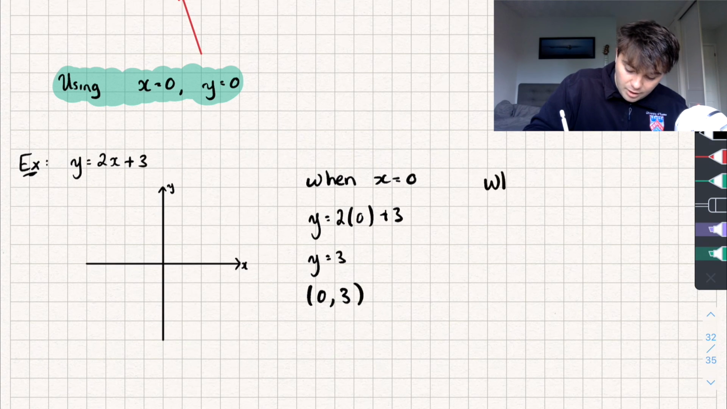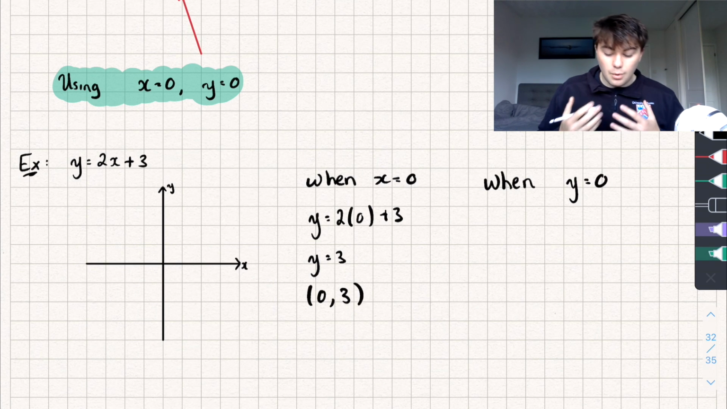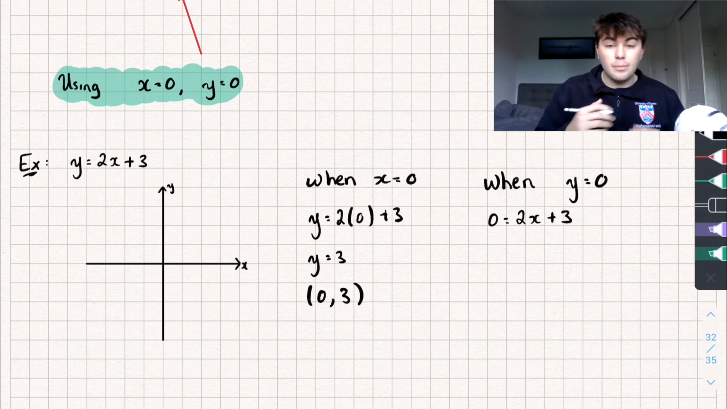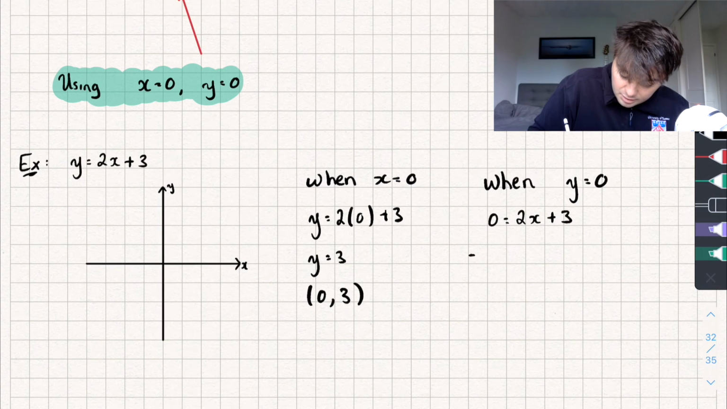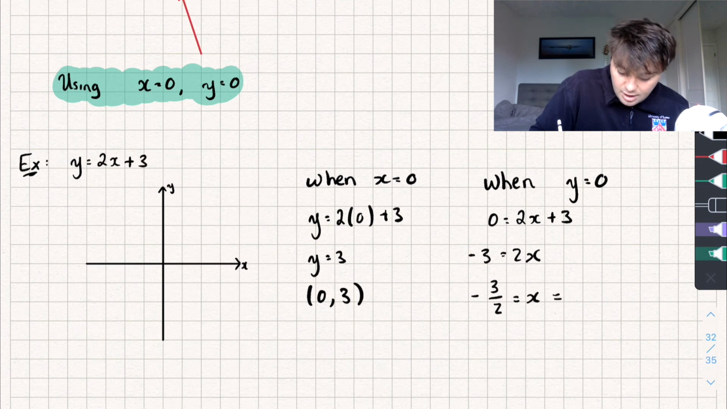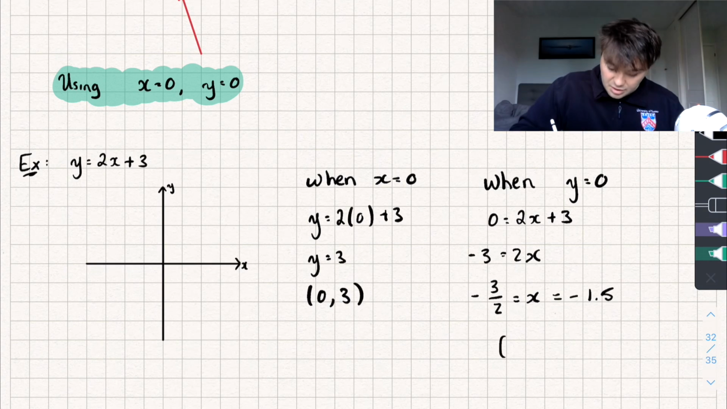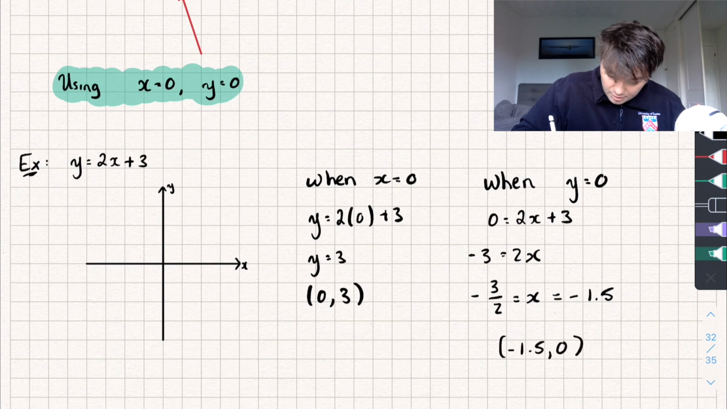And then we do the same thing, but when y is equal to 0. So when y is equal to 0, we get that 0 is equal to 2x plus 3. And then we can rearrange this to find x, so we can subtract 3 from both sides, and then divide both sides by 2, and we get -3 over 2 is equal to x, which is equal to -1.5. And so we get another coordinate which is at the point -1.5, 0.